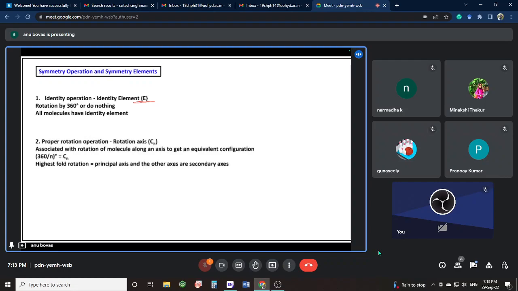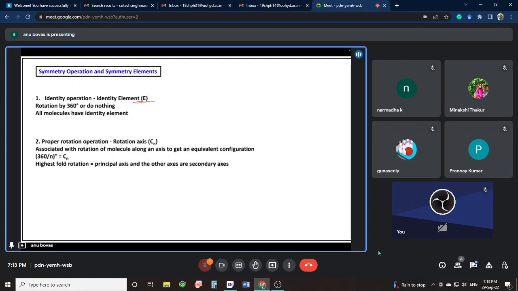Now the next operation is the proper rotation operation, and the element associated with this is the rotation axis. In this case, we will rotate a molecule about a particular axis to get an equivalent configuration.